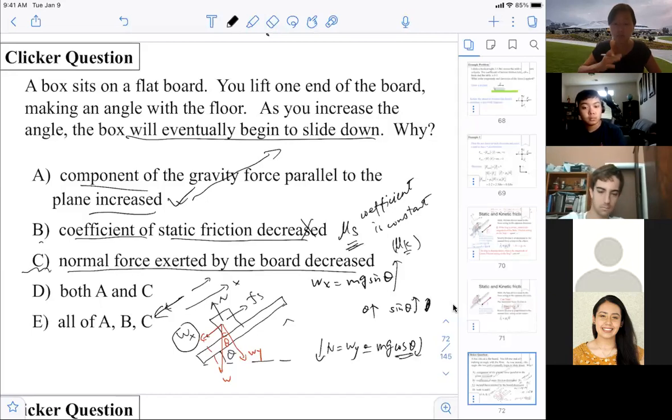Normal force is in the direction perpendicular to the ramp. It is not a force in the x direction. So therefore, I'm not going to choose C. What do you think about that? Is C relevant or not? Anybody?